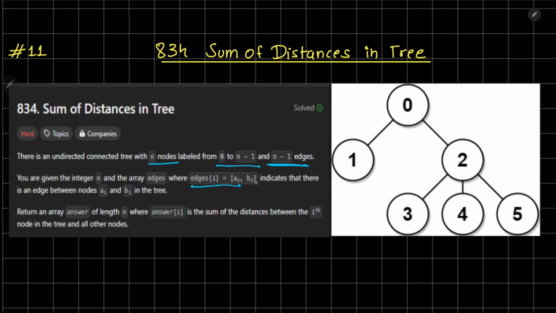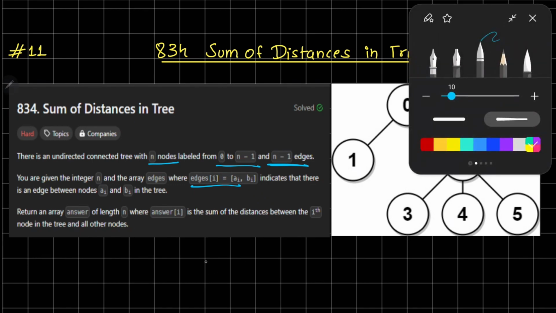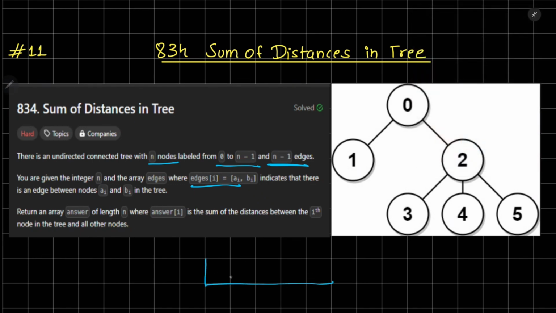Then what we have to return here is an array, answer, where answer of i is the sum of distances in the tree between the ith node and all the other nodes. For this particular example, we have 6 vertices, so they will be labeled from 0 to 6 minus 1. So we'll make an array like this, and answer of 0 represents the sum of distances from each vertex to 0.